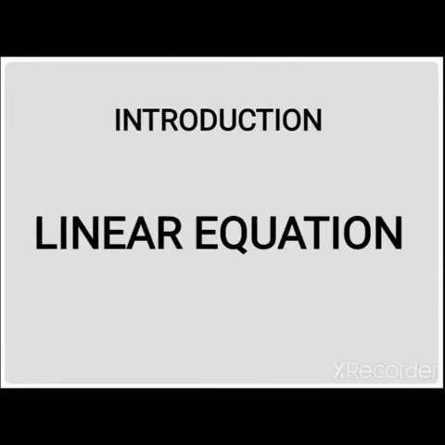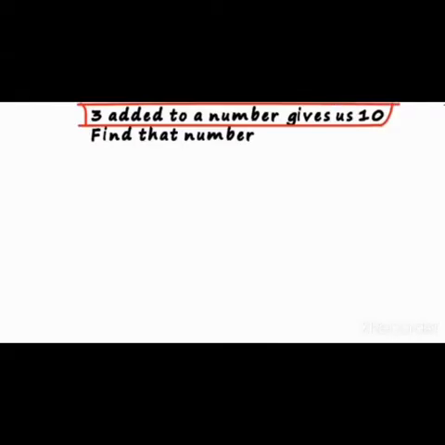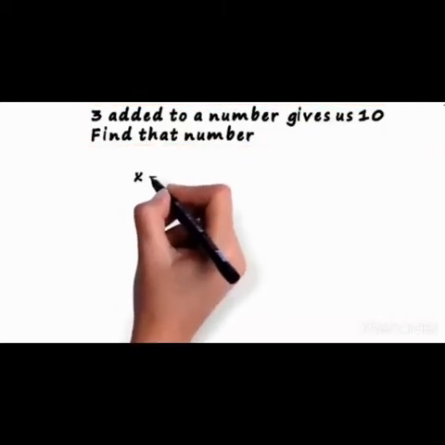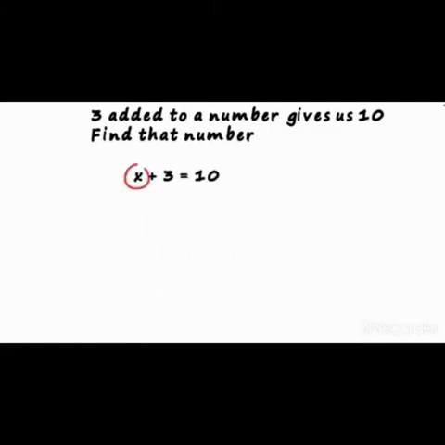What is linear equation? So watch this video and clear the concept about linear equation. Look at this problem. 3 is added to a number gives us 10. Find that number. We know it's 7. That's not the reason why I asked this question. I want to know how can we represent this problem in a simpler way. We can probably say x plus 3 equal to 10. Find x. 3 is added to a number to get 10, so we assign a variable to that number.